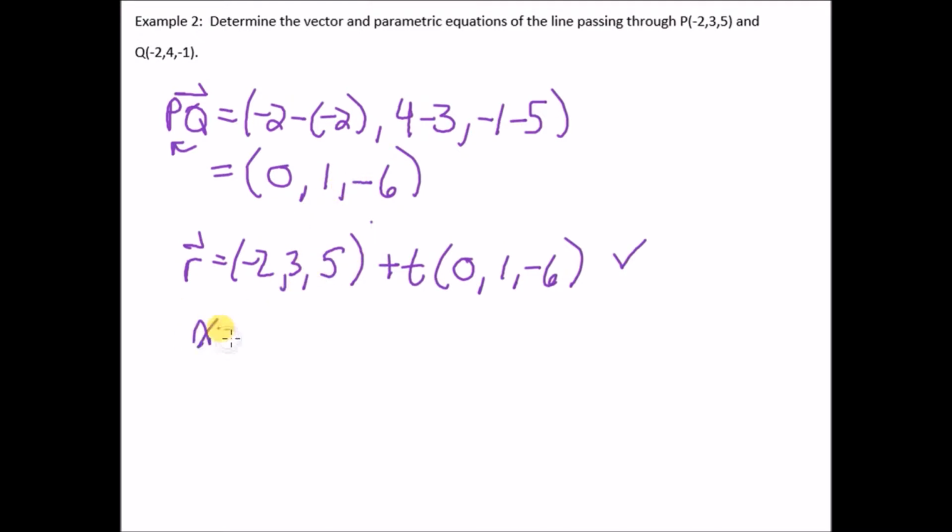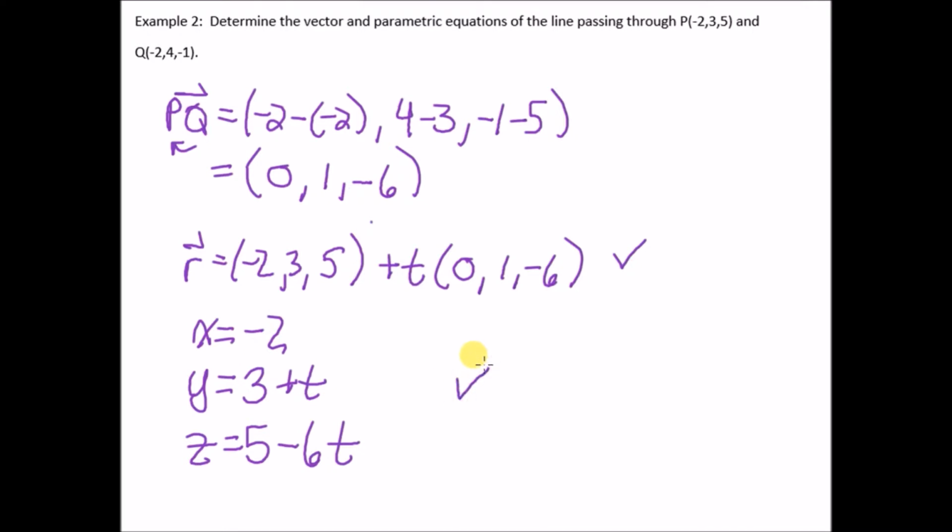Now, parametric equations are going to be x equals, y equals, z equals. I never actually write them all the way across. I actually write them down. Negative 2, 3, 5. So negative 2, 3, 5. The first one's plus 0t, so we can just leave it. The second one's just plus t, plus 1t, and then minus 6t. Okay, there's our parametric equations. That's done.